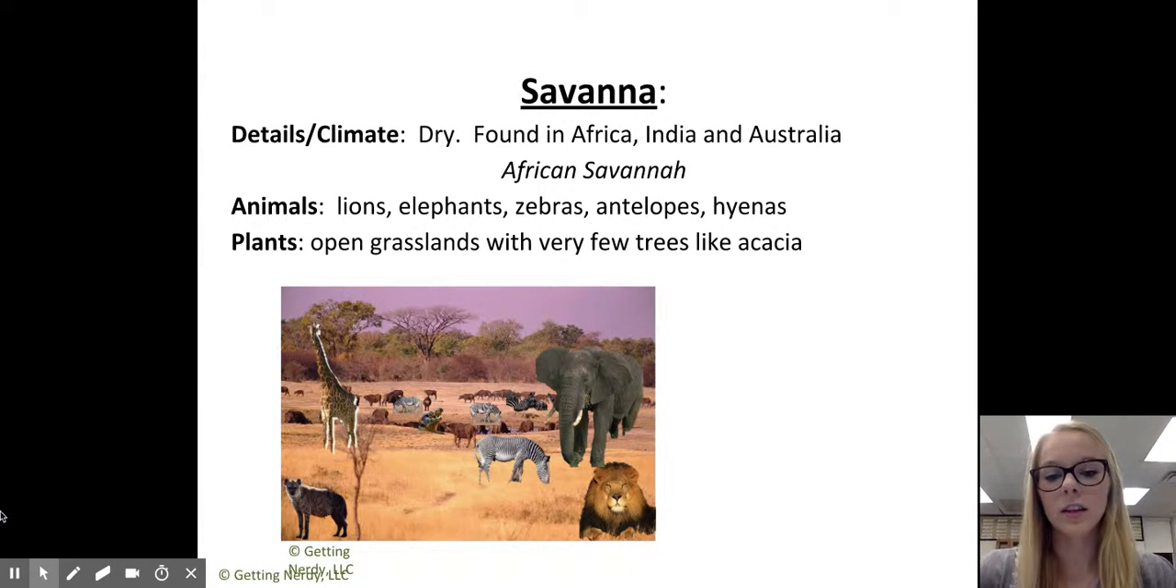Most savannas are found in Africa, Australia, and India. The typical animals found in savannas must be able to survive in drier temperatures, like the elephant, lions, and zebras. There are more grasses than any other plant, but you will find the famous acacia tree here.